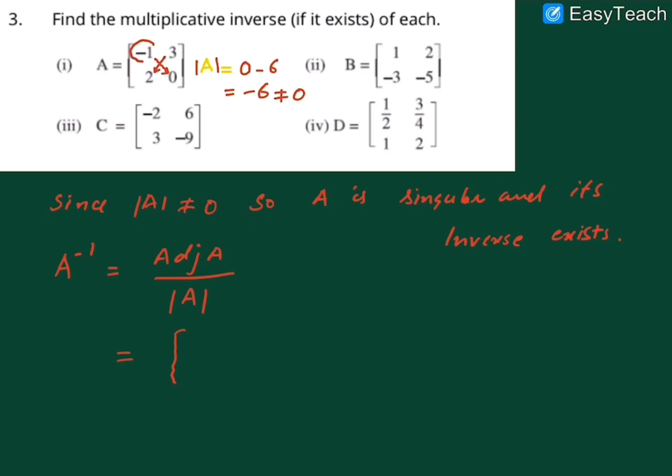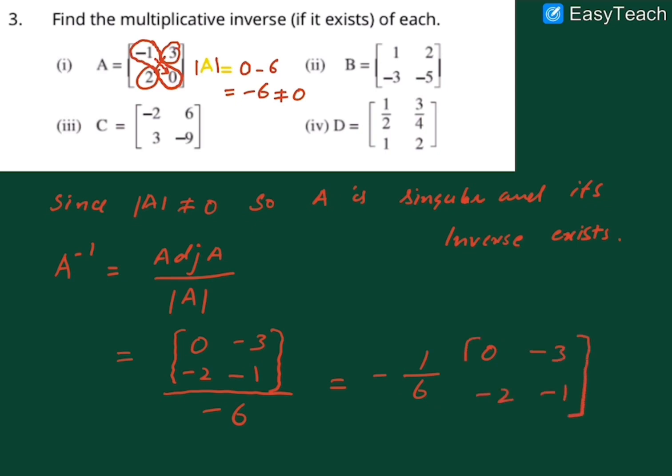Adjoint of A, you know, to interchange the position of the main diagonal. So here it will come 0, minus 1, and we can get it by changing the signs of other elements. So 3 will become minus 3 and 2 will become minus 2. And down we have A determinant, which is minus 6. So we can write like this: minus 1 over 6, 0, negative 3, negative 2, negative 1. So this is A inverse.